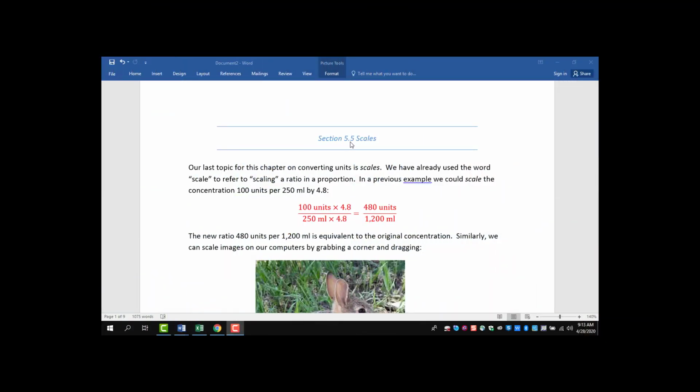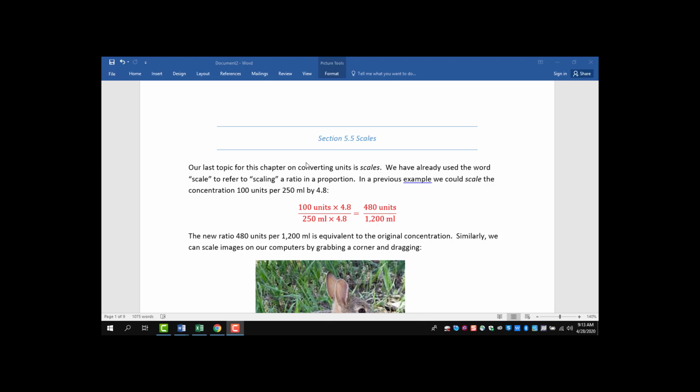Okay, this is our last section. So the chapter ends and the semester ends. Last topic is scaling. And you know this from like maps. When you scale maps, you scale different things. It's converting units, is scales.